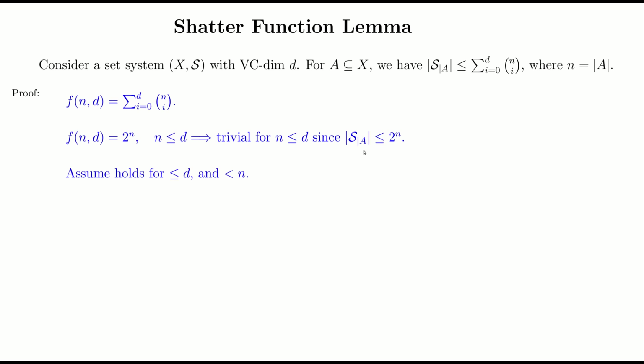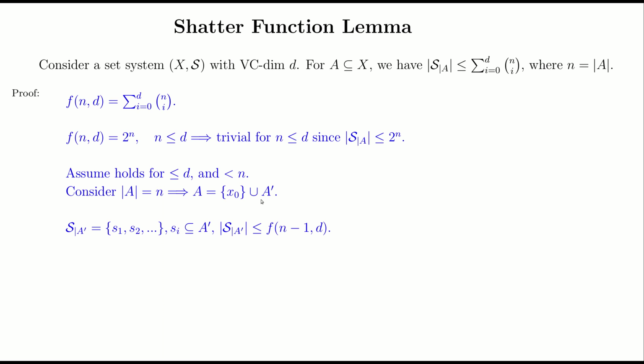So let's assume the lemma holds for this range of parameters. We'd like to prove it for a subset containing n elements. We could write the subset as some x0 union some other subset A prime containing n-1 elements. Let's look at the restriction of S onto A prime and assume it includes the following subsets. Since A prime has n-1 elements, using the induction hypothesis, we could have this.